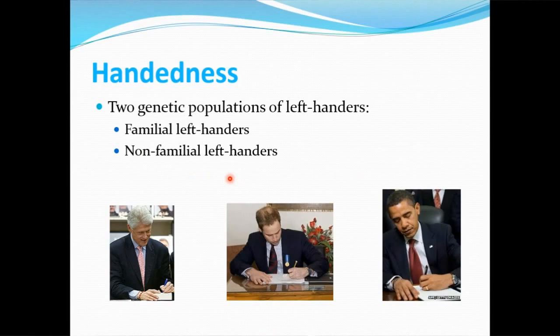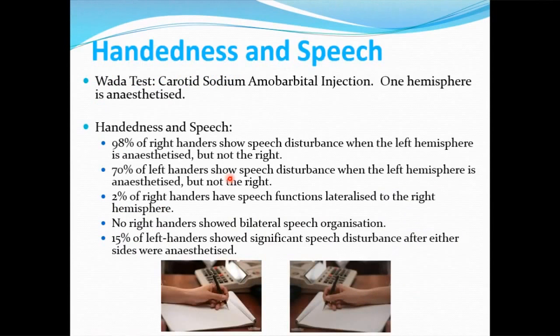Because if they're left-handed and there isn't a family history of it that can be clearly identified, it is possible that they're left-handed because there was some brain damage causing the functions to move over to the other side. So you need to always ask about family history of left-handedness if you have a left-handed patient.